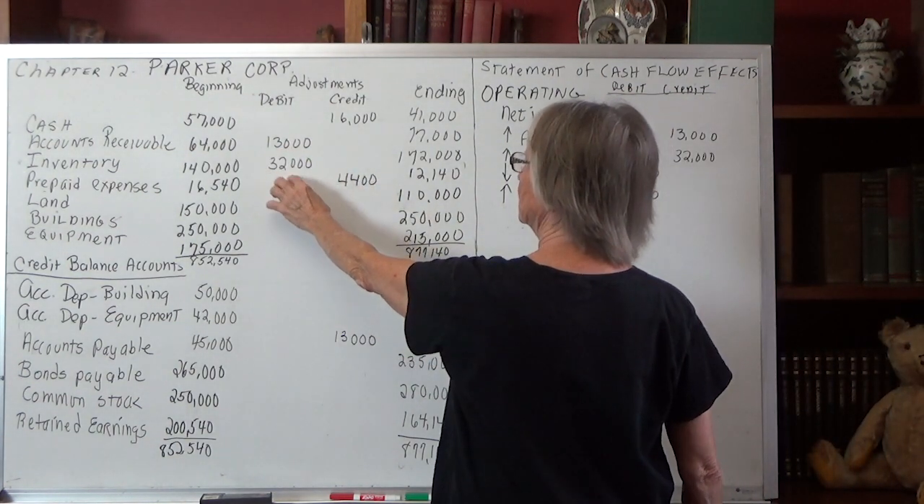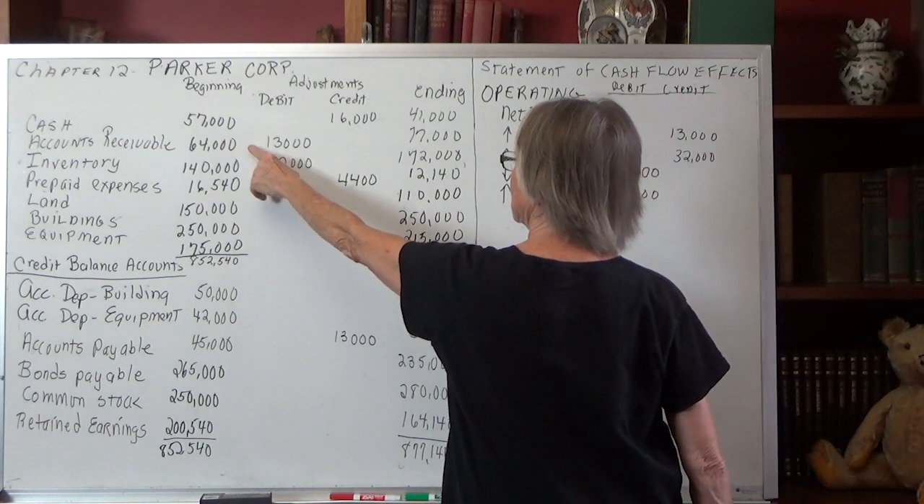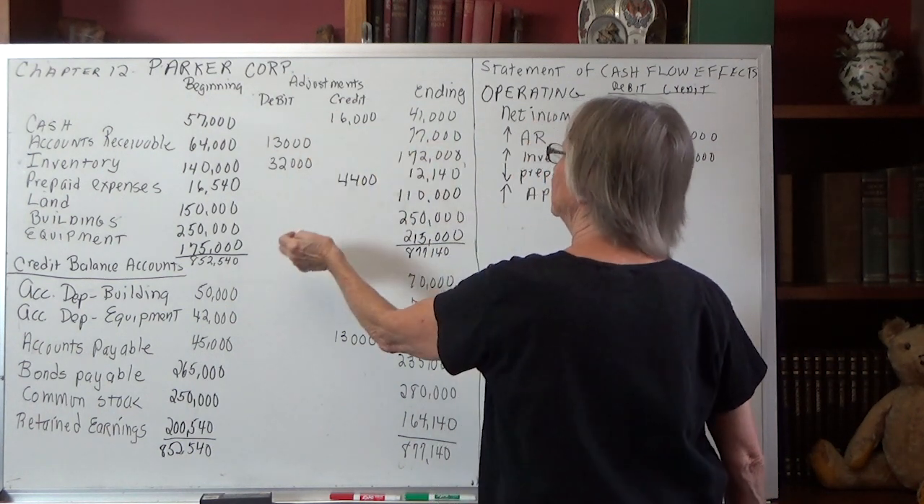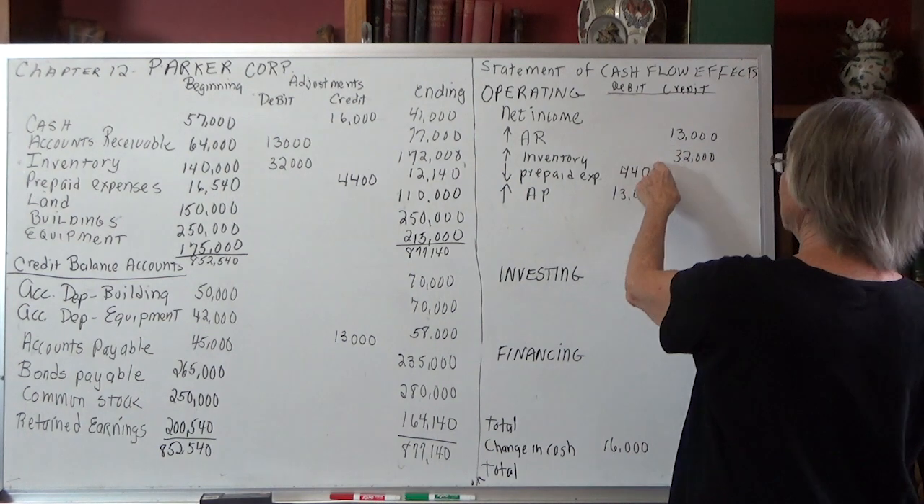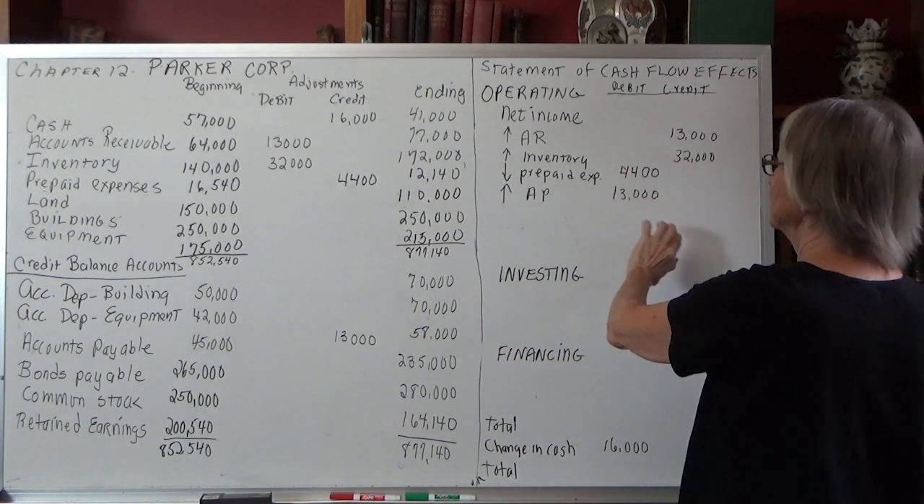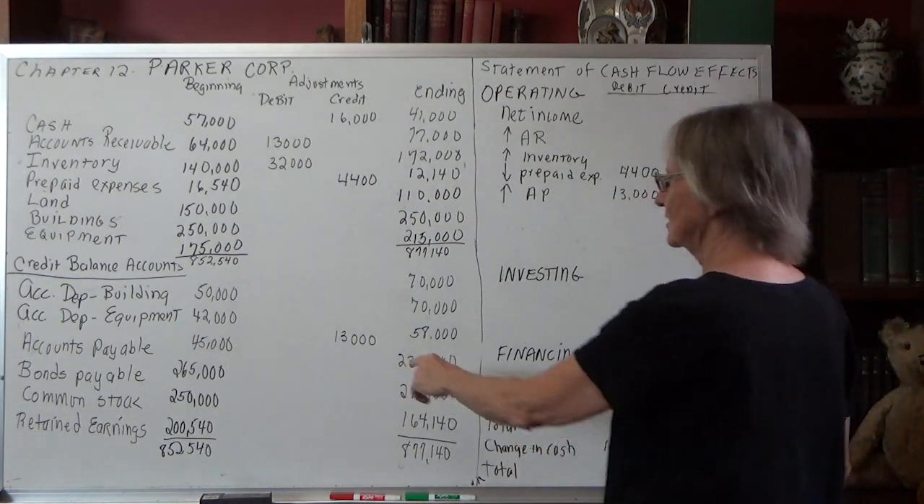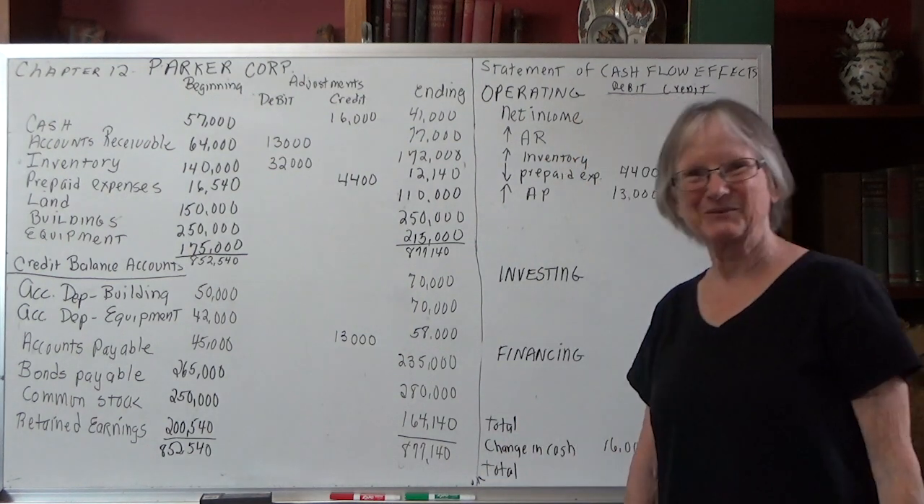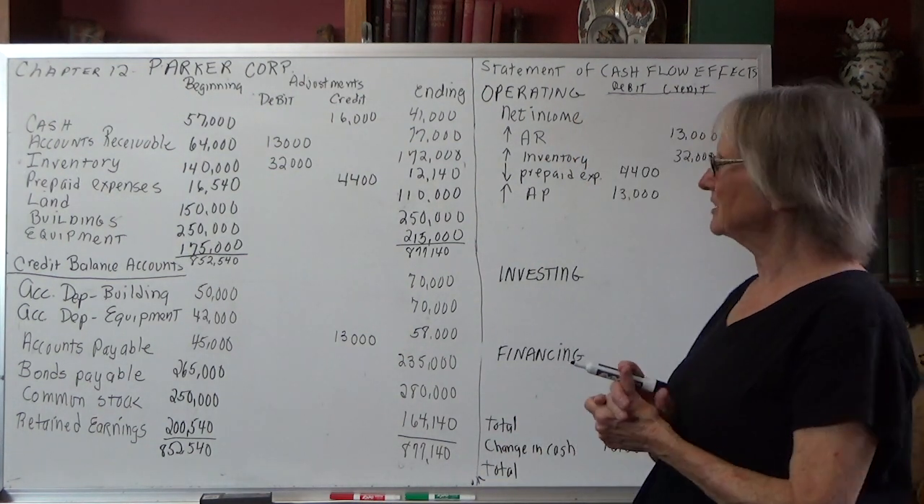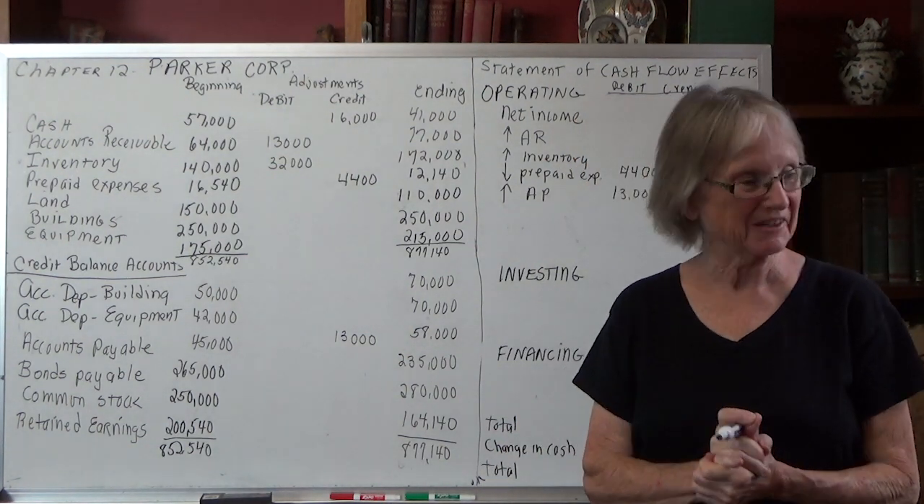The receivables and inventories increased. Explains how we got from here to there. And so over here, we just told what happened and made the opposite entry. Same for prepaid expenses and accounts payable. Okay, so that's the first part.